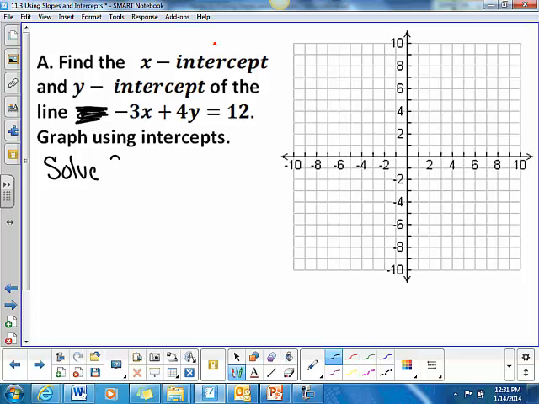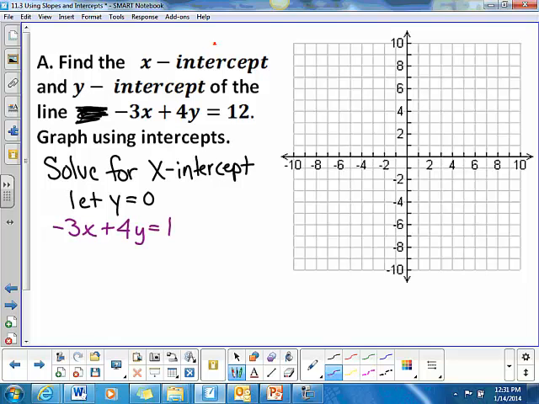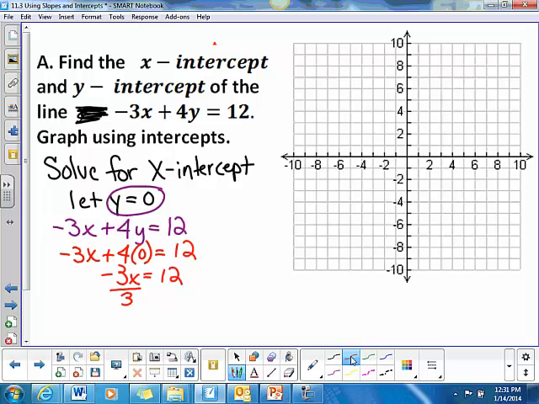So first, let's solve for the x-intercept. To do that, I have to let y equal 0. So I'm going to take this equation, negative 3x plus 4y equals 12, and substitute in the value y equals 0. Negative 3x plus 4 times 0 equals 12. Negative 3x equals 12. I'm going to divide both sides by negative 3 and find out that x equals negative 4. Okay? So that means I can go over to my graph and graph the point negative 4 on the x-axis. All right? So now we've solved for the x-intercept.